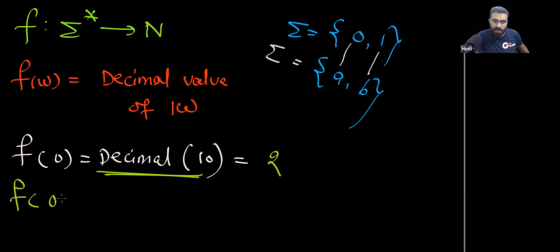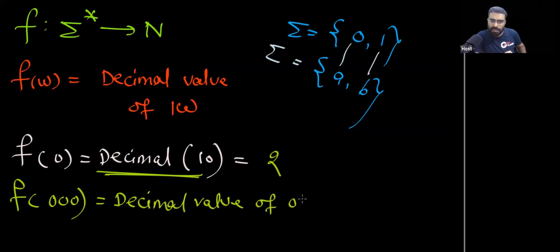Okay, tell me, what will be f000? What is the image of f000? That will be decimal value of 1000. Okay, just put 1 before it. So decimal value of 1000, that is 8.